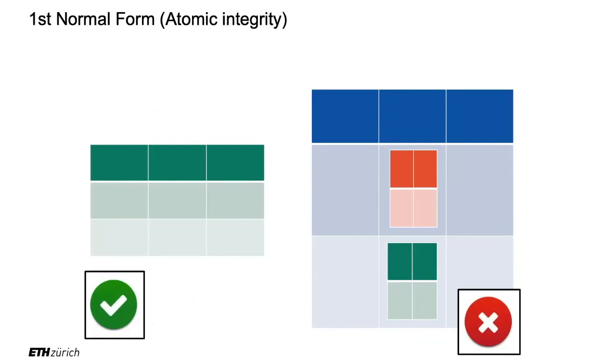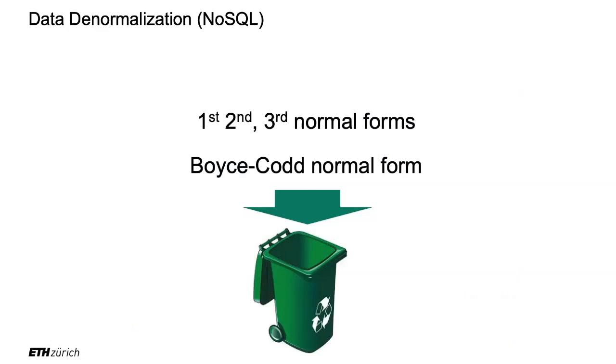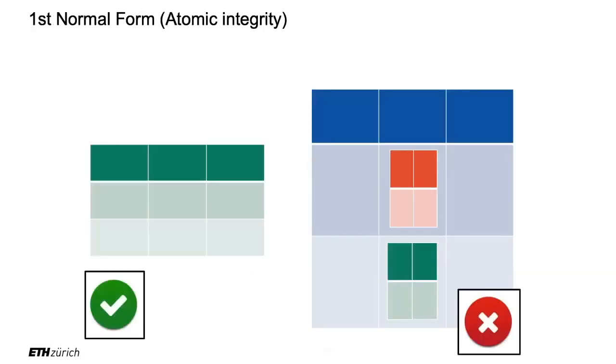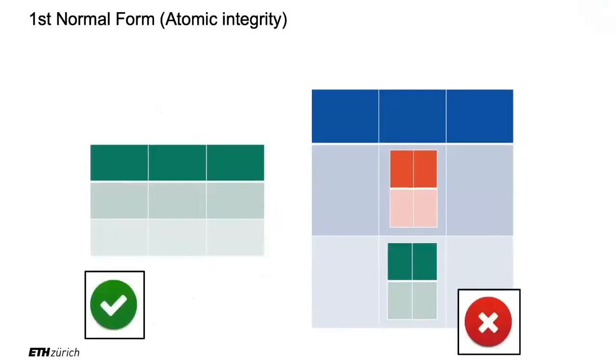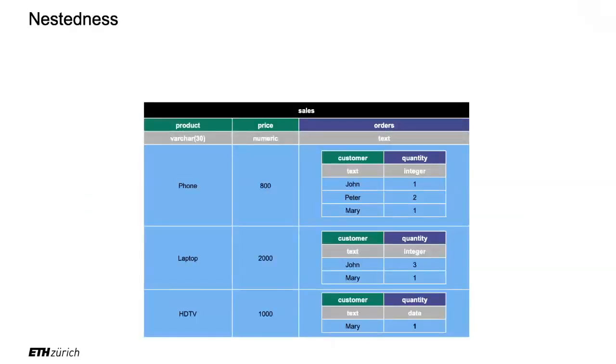So the first normal form, again, this is the idea that you have tables in tables. Well, this is where it goes. Just like together with the Boyce-Codd normal form, we are dropping all of that. And we are leaving the world of SQL to go to the world of NoSQL, where we do not enforce anymore these three things: domain integrity, atomic integrity, and relational integrity. And I have examples for you.